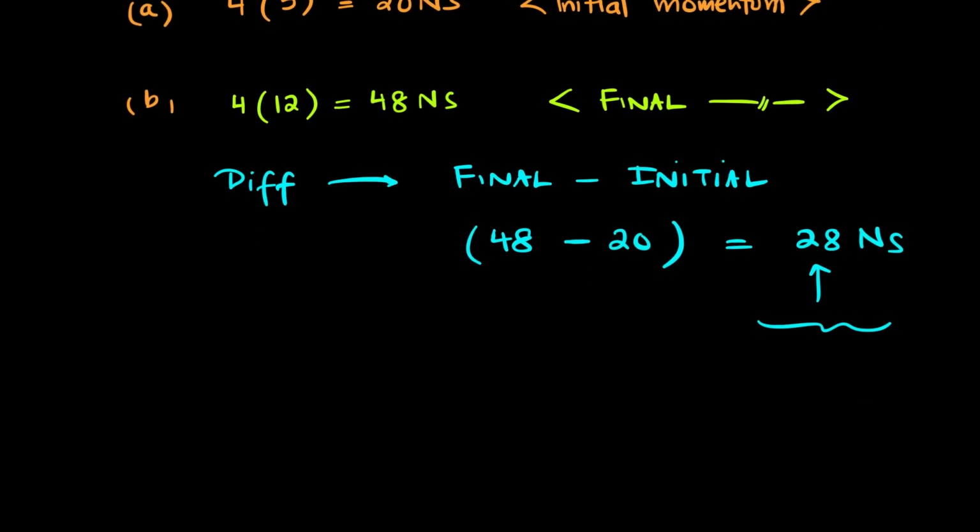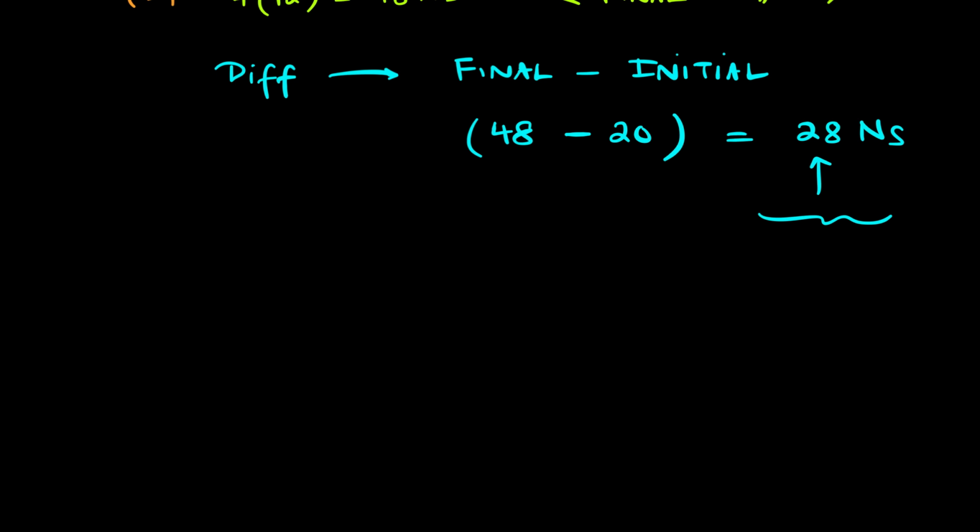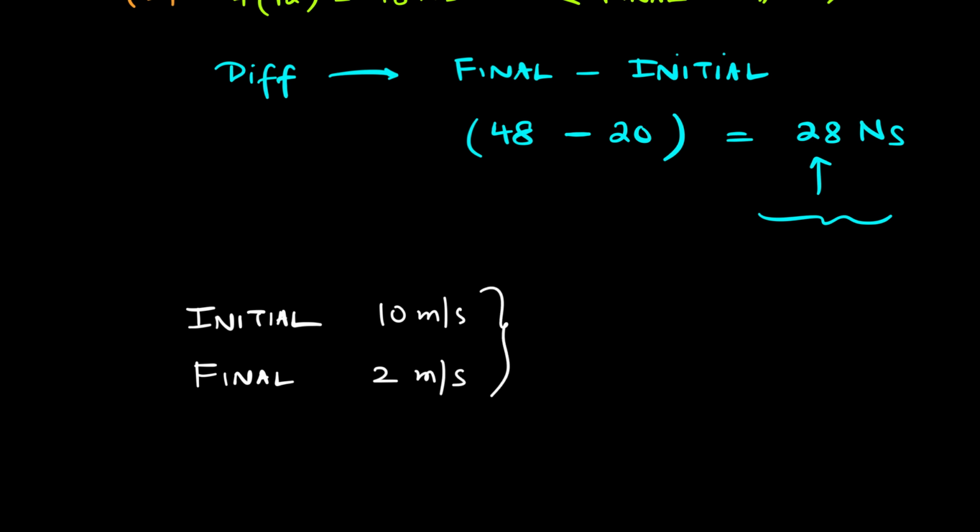Now let's change the scenario. Let's say in this question, the initial velocity was 10 meter per second and the final velocity was 2 meter per second. The mass is 4 kilogram. That means the initial momentum is more than the final momentum. That's 4 into 10, which is 40.